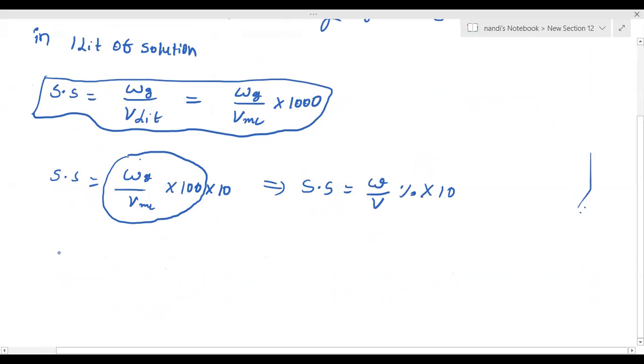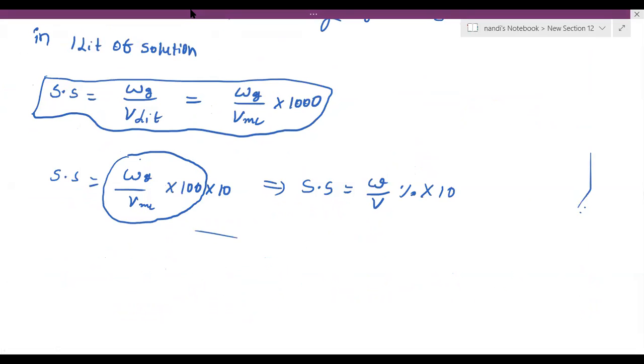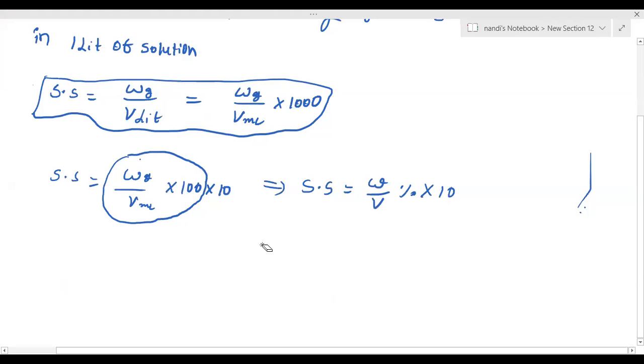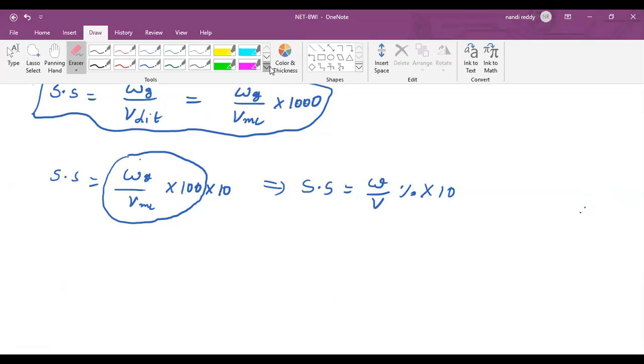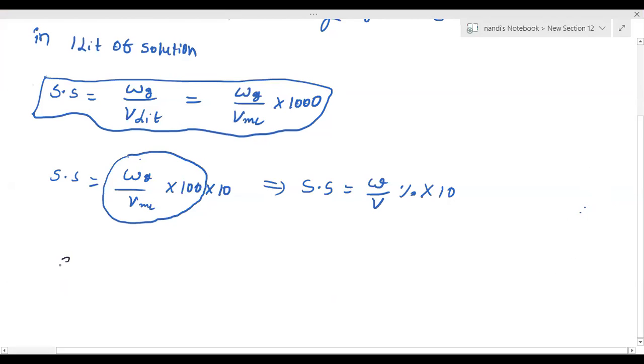So again, we know very well, density equals what you can write, sir? Density of solution equals mass by volume. I hope everyone knows that one. Density of solution equals weight of solution by volume of solution. So volume of solution equals what we can write? Weight of solution by density of solution. Anything wrong here?